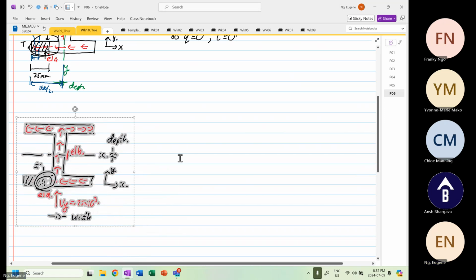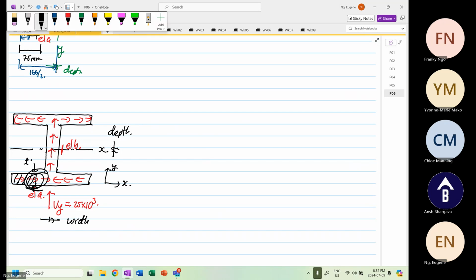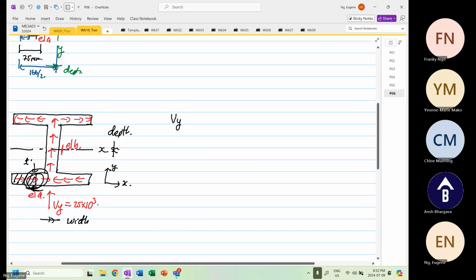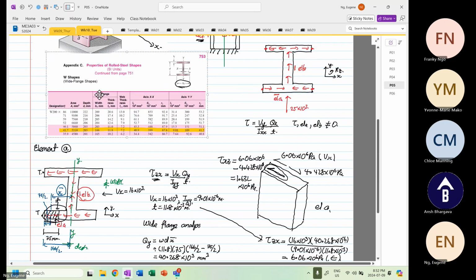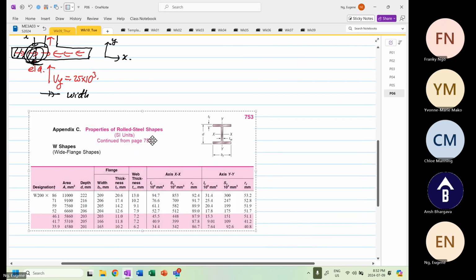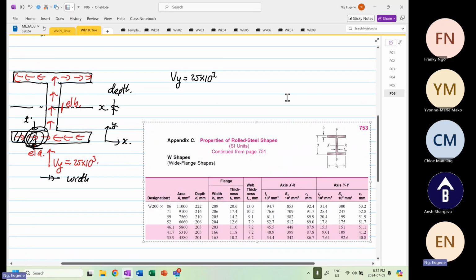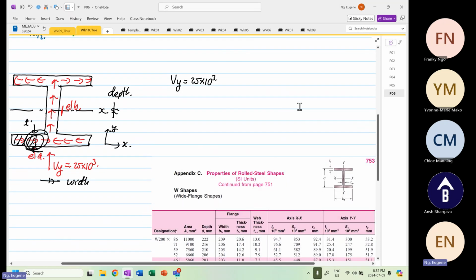That's better. So now we are going to focus on Vy, which is equal to 25 times 10 to the power 3, right? I'm going to use this table again. So the formula that we're going to use: if you look at how the shear direction is going, the intersecting plane is Z, and the shear flow is in the Y direction.